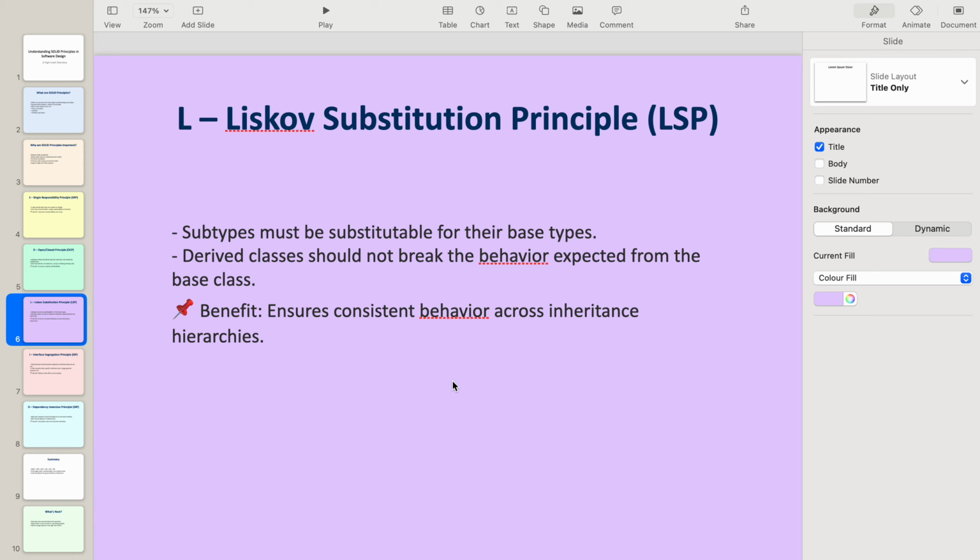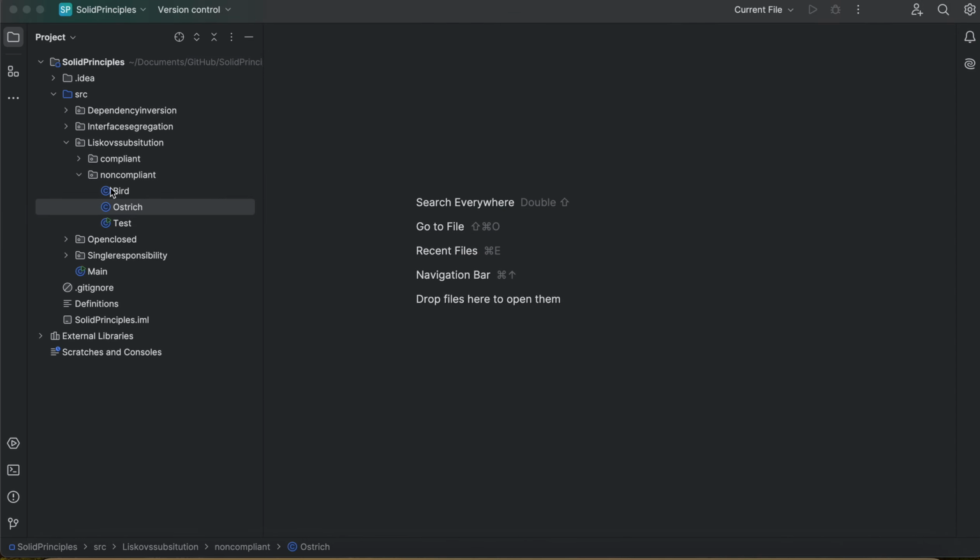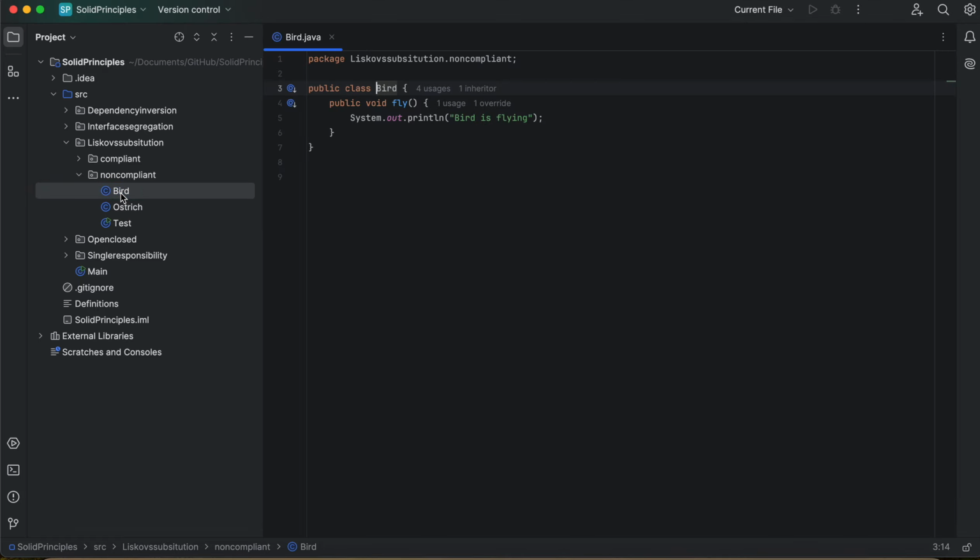Thanks to the IDEs, if you try to write it out, you'll see it as a line. I'll go to the example. Let us look into the non-compliant one first, and then go for the compliant solution. Here there is a class named Bird, which has a method to fly, and it is something written out here, Bird is flying, something like that.